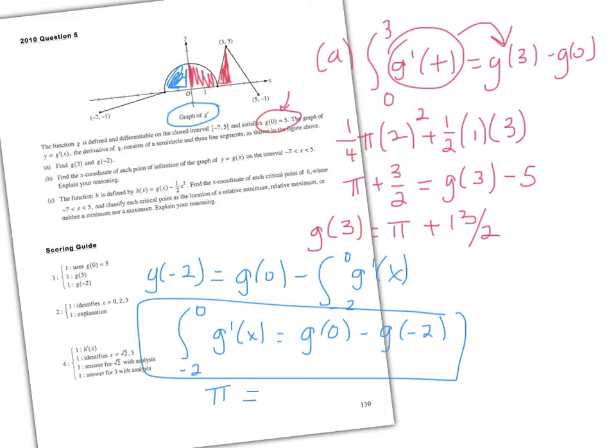equals g of 0 was 5, so 5 minus g of -2. So you're going to get g of -2 equals 5 minus pi. Do you guys get that? Yeah, so that's your answer.